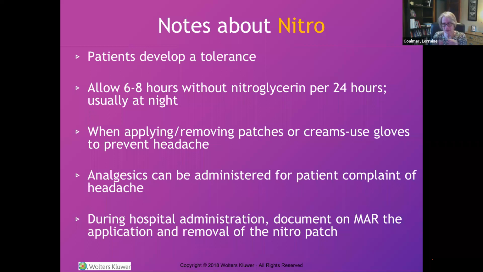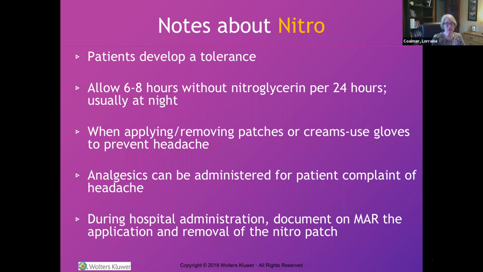Couple things. They develop a tolerance. So what they'll do is they'll say, take off that nitro patch from 10 p.m. to 6 a.m. So you see that allow for 6 to 8 hours without nitroglycerin, so they don't get tolerant to it. So that's your remove time. So take it off at bedtime and put a new one on the next day. When applying, use gloves, because I'm going to tell you right now, if you touch it, you're going to vasodilate, you're going to get a wicked headache, okay?